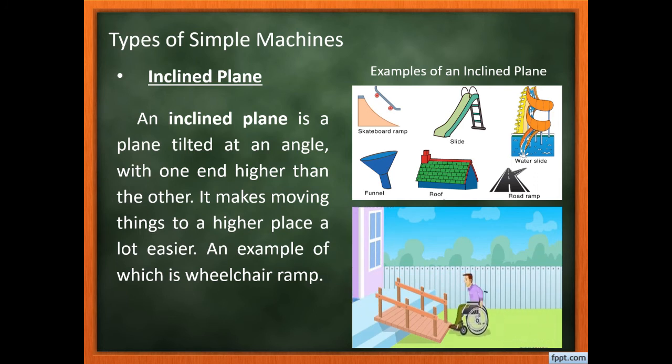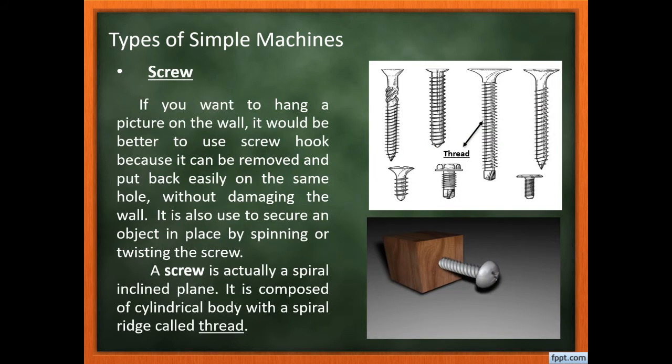Aside from the inclined plane, screw is also a type of simple machine. Screw. If you want to hang a picture on the wall, it would be better to use a screw hook because it can be removed and put back easily on the same hole without damaging the wall. It is also used to secure an object in place by spinning or twisting the screw. A screw is actually a spiral inclined plane. It is composed of a cylindrical body with a spiral ridge called thread.